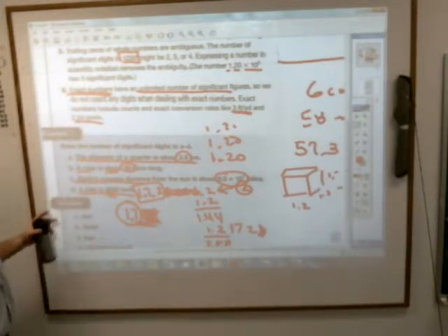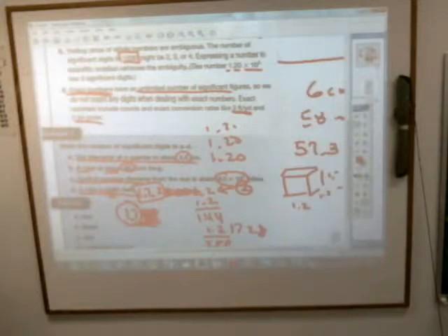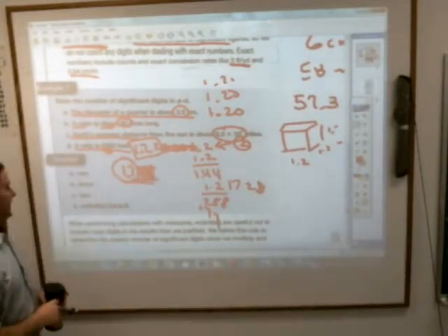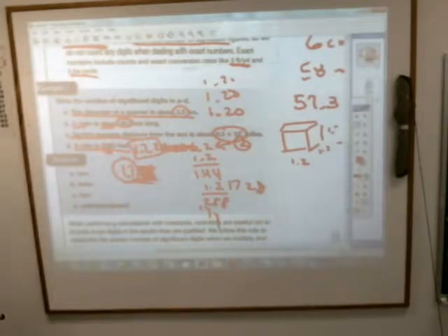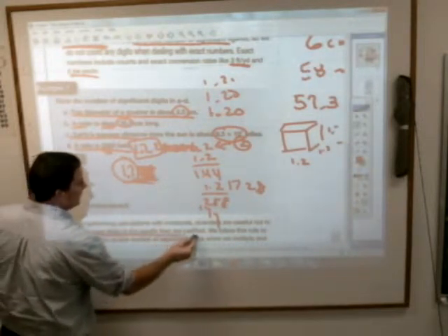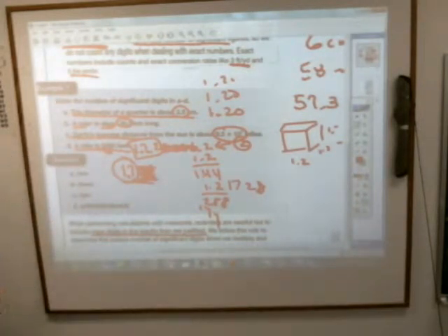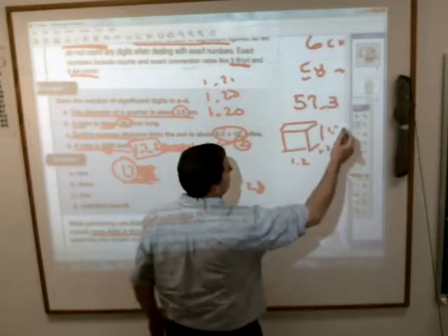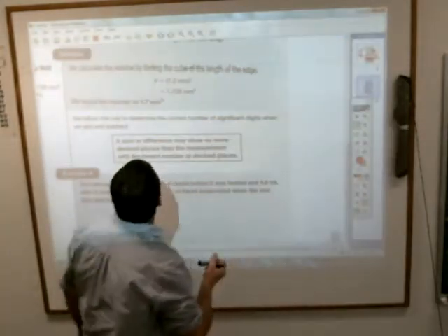I can tell there's still a bit of angst out there. Whatever angst means. Right, and here it says, when performing calculations with measures, scientists are careful not to include more digits in the result than are justified. So you can't give an answer that looks like it's more accurate than the measurements that you took. And I wish I could, off the top of my head, come up with a great example for that. I can't, so I won't try at this point. Maybe I'll think of it.